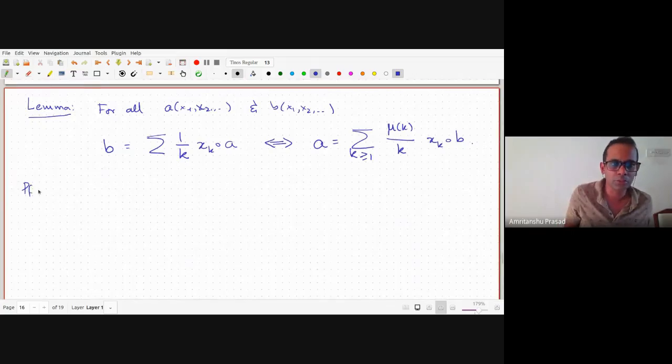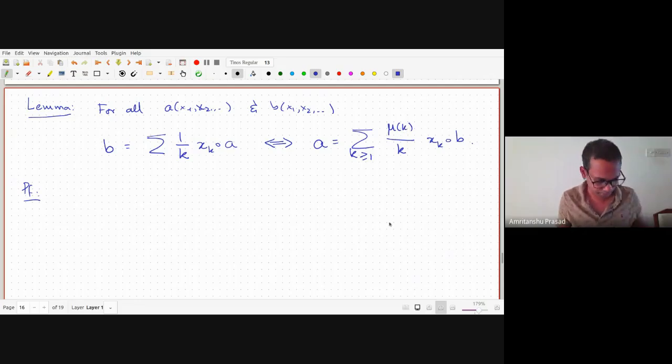The proof just uses the Mobius function of number theory. It's 0 for all non-square-free integers, and it's multiplicative, and it's plus or minus 1. So for each prime it's minus 1, I guess. Am I right, Narayanan?